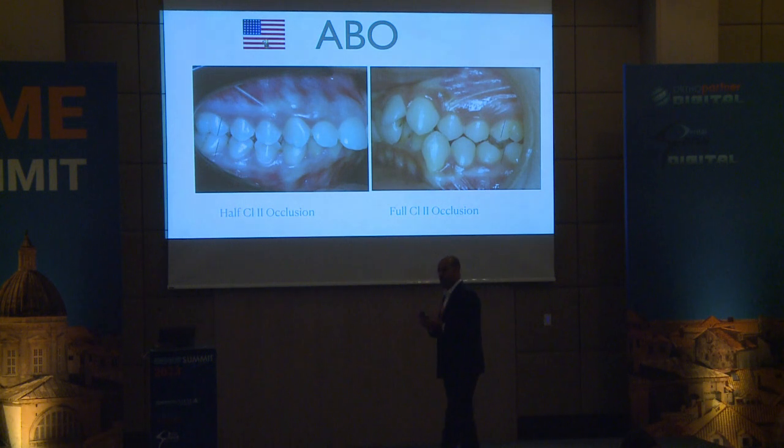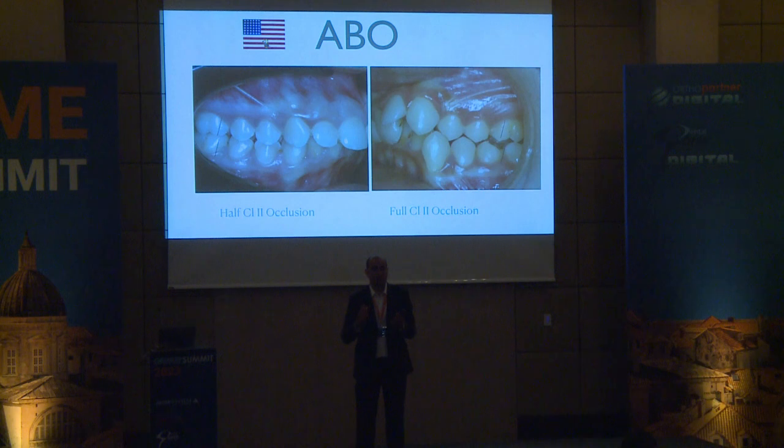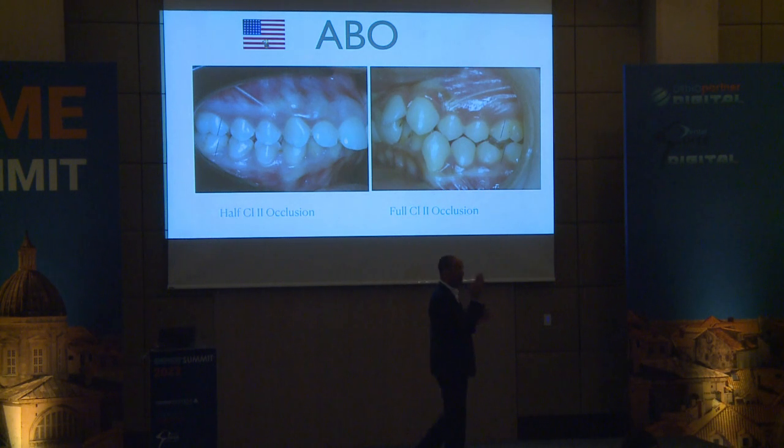What is the definition of class 2? According to the American Board of Orthodontics, class 2 is a relationship between molars. It's only a definition in the sagittal plane. I think it's a very restrictive definition. We have the half class 2 and the full class 2, but let me say in nature you never find more than a full class 2.